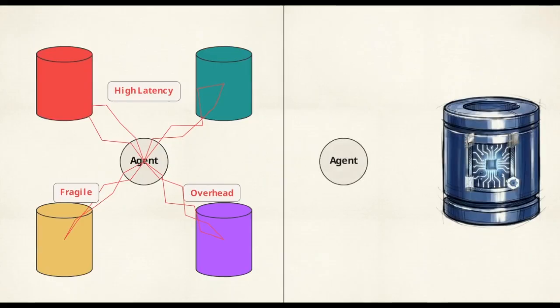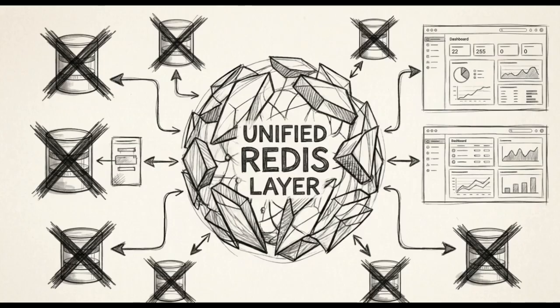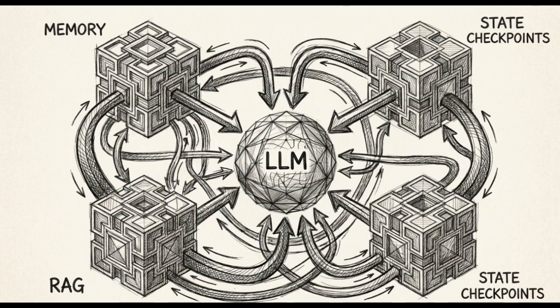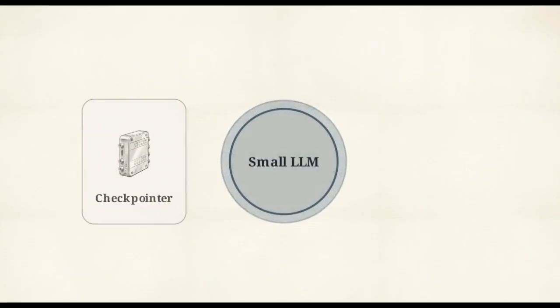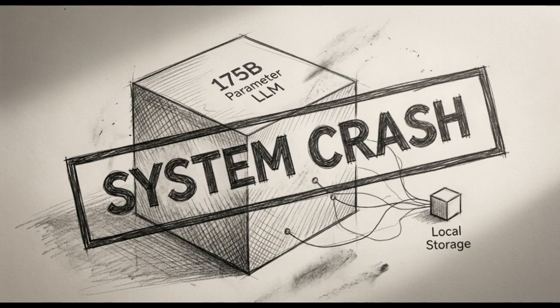Consolidating these workloads is the technical goal. Notice the clean, elegant architecture where the agent interacts with a single, unified data boundary, handling vectors, caching, queuing, and state simultaneously. Leveraging an existing, high-speed, unified layer prevents the need to onboard and maintain fragile new infrastructure just to support vector math. Performance in modern agents is dictated by the architecture surrounding the model. A specialized agent running a small LLM supported by a microsecond checkpointer and a multi-stage RAG pipeline will consistently outperform a massive model running on fragile local infrastructure.